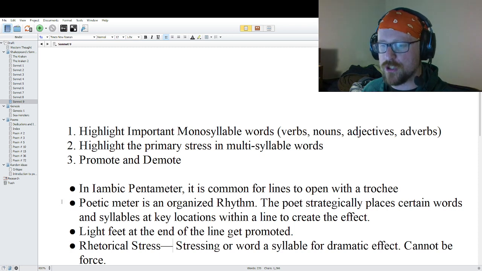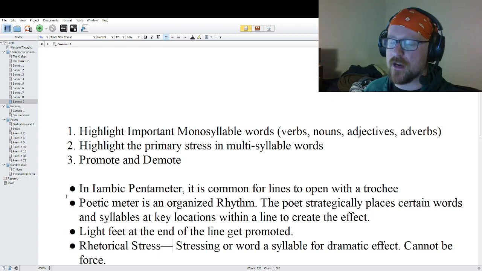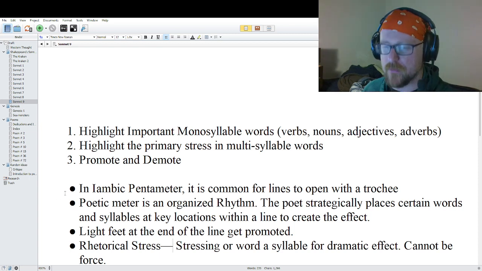Now, for those new, this is the really important part. In order to find the rhythm of a line, we have a three-step process. First, we highlight all the important monosyllable words. So those would be verbs, nouns, adjectives, and adverbs. And then step two, we look at all the multisyllable words and highlight the primary stress. If you cannot say a multisyllable word and know which syllable has the primary stress, then I suggest you look at a dictionary, because it'll tell you.